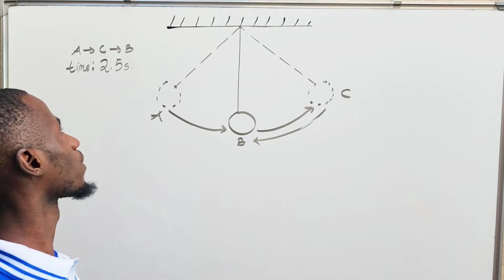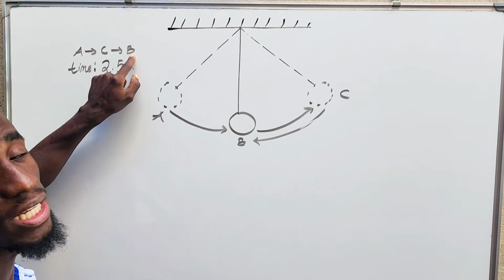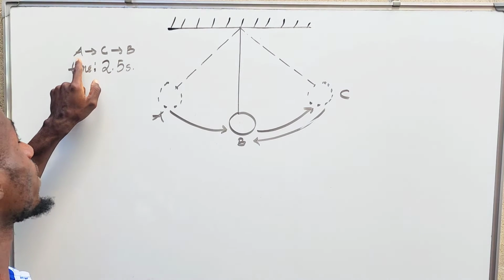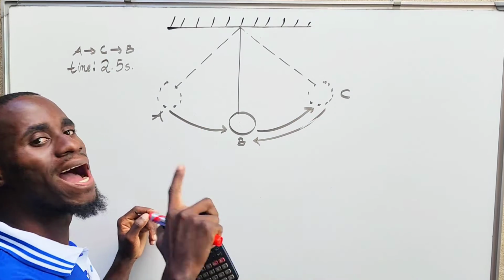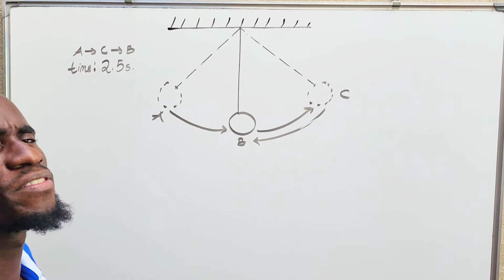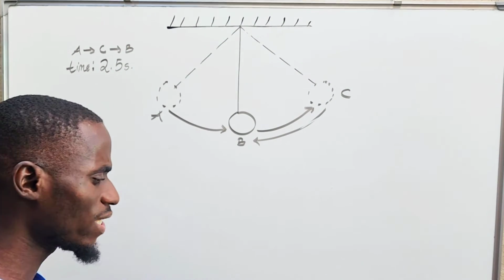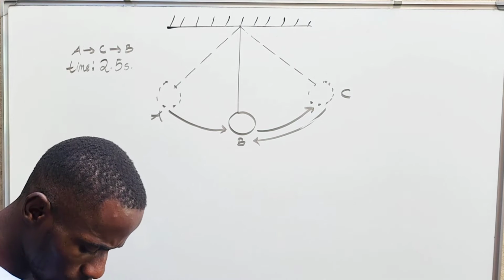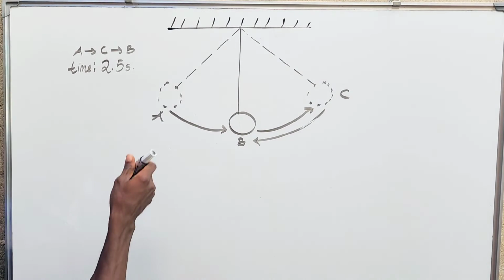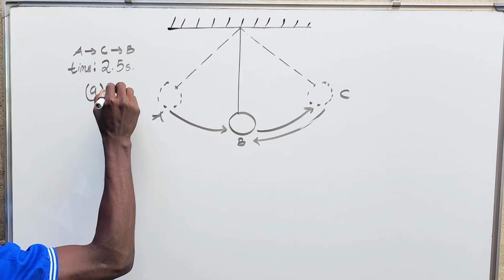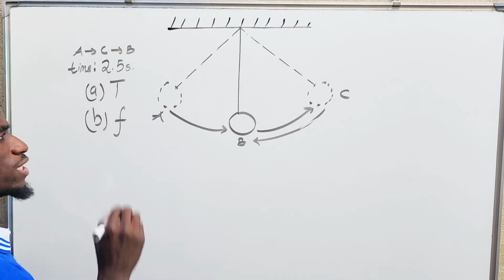So the question is, if the bulb moves from A to C and back to B, get this correct. It moves from A to C, and back to B, as you can see. And it takes 2.5 seconds. I want us to find the following. Number one, I want us to find period. Number two, I want us to find frequency.